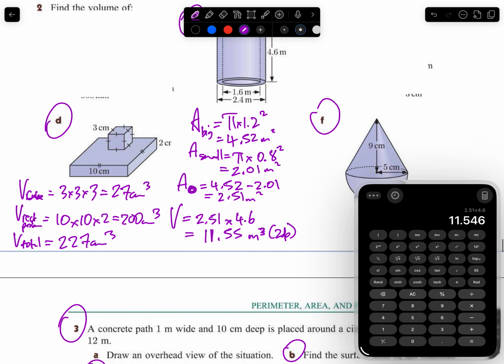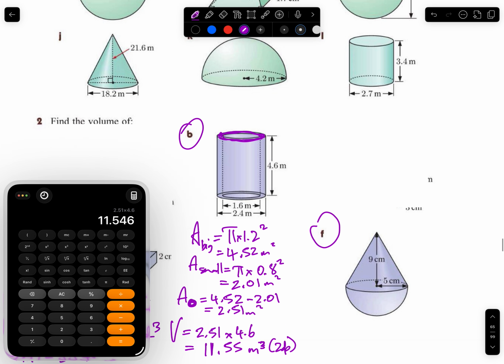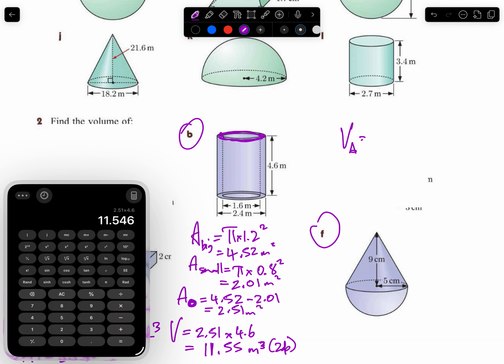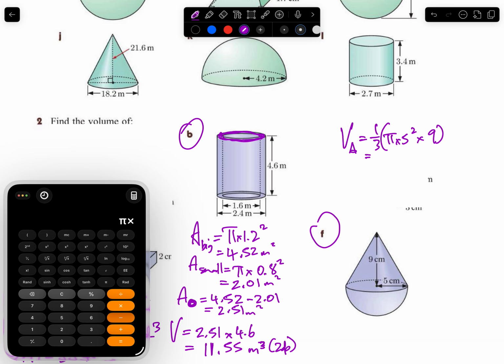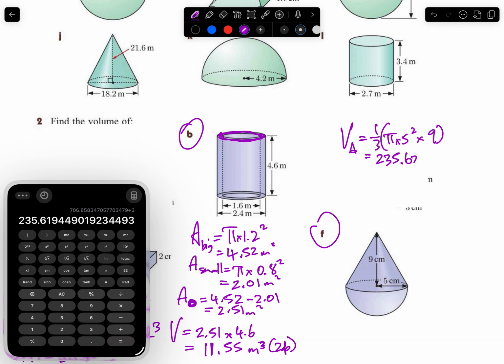F, volume of the cone is going to be 1/3 times by the area of the base. The base is a circle, so the area of a circle is pi times by radius squared. So that's the area of the base times by the height of the cone, which is 9. Pi times by 5 squared times by 9. Times by 1/3 is the same as dividing by 3. So the cone is going to be 235.62 cubic centimeters.